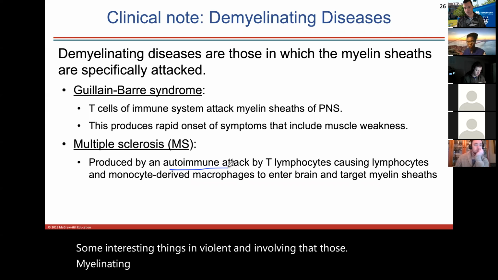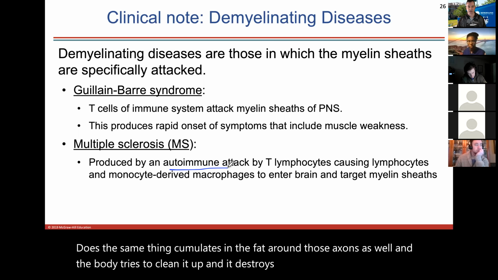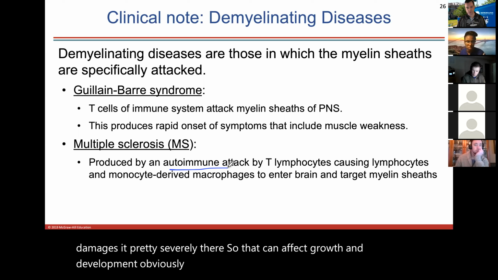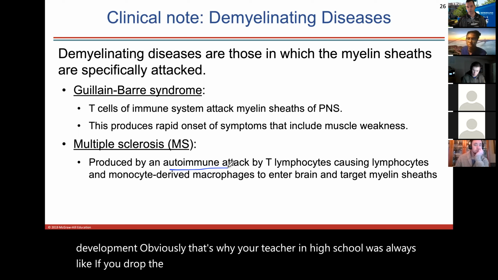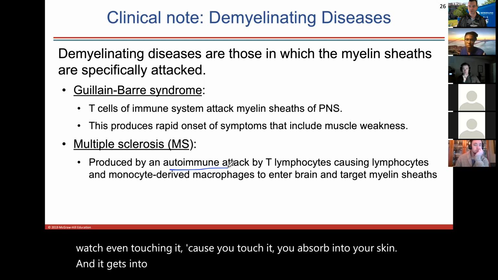Mercury poisoning does the same thing. It accumulates in the fat around those axons, and the body tries to clean it up and it destroys the length of axon, damages it pretty severely there. So that can affect growth and development, obviously. That's why your teacher in high school was always like, if you drop the thermometer, back away. They didn't want you even touching it, because as soon as you touch it, you absorb it into your skin and it gets into your central nervous system. That's not a good thing.